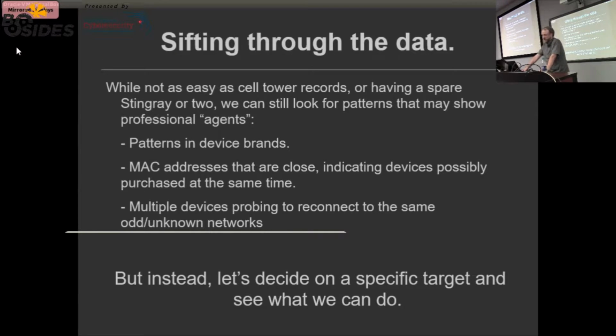So if we wanted to pretend we were a government and try to figure out where these agents were, like the Milan guys did, you could take a swipe at it. You could look at the MAC addresses and see patterns in device brands. If all of a sudden you saw a bunch of Samsungs or Apples and the MAC addresses were pretty darn close, you could surmise that maybe these were all bought in a batch and distributed at the same time to these different folks. Another pattern is multiple devices probing to reconnect to the same odd or unknown networks. If you're seeing something funky and all of a sudden you're seeing probes from all these different devices probing to it, maybe these are guys hanging out in the same place, connected to the same network.